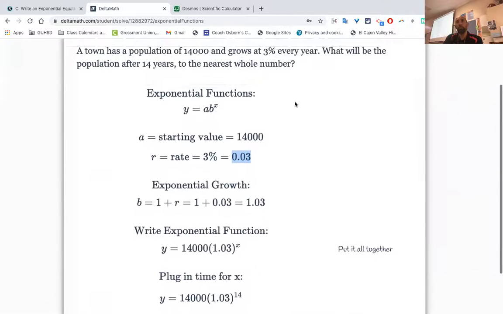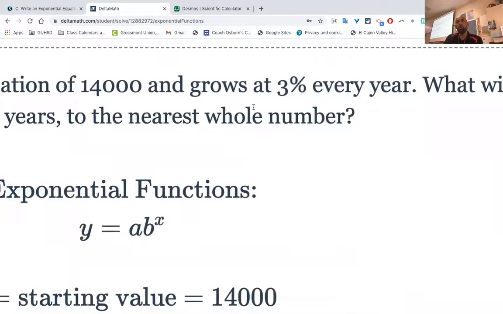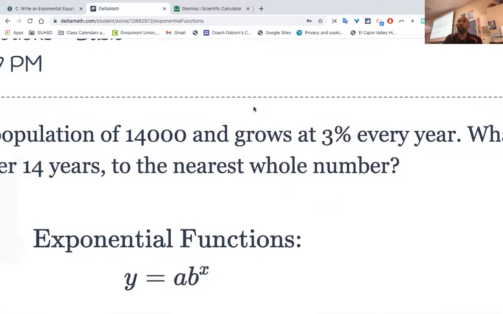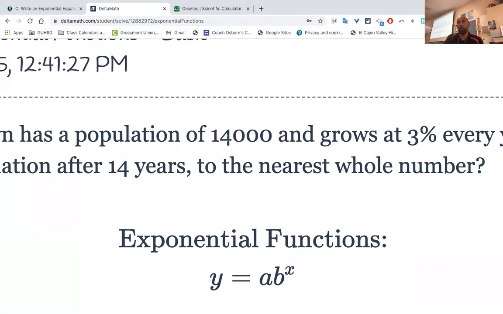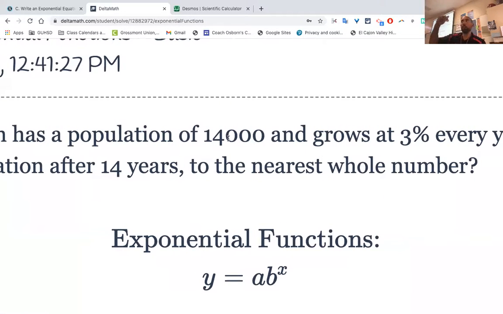All right, now this one says round to the nearest whole number. And if you think about it, it's talking about population, right? We're talking about people. What I like about this problem is it makes you think of why you round. Why would you round to the nearest cent? Why would you round to the nearest tenth? Why would you round to the nearest whole number? It depends on the situation.